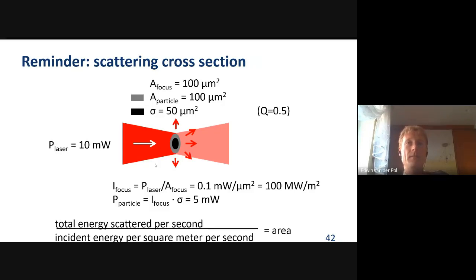Of course, the amount of light scattered by a particle is not independent of the incoming light. Even better, it scales linearly with it. So if we double the laser power from 10 milliwatt to 20 milliwatt, the power scattered by this particle also doubles. So to detect small vesicles, more intensity or a higher power laser is a good thing.